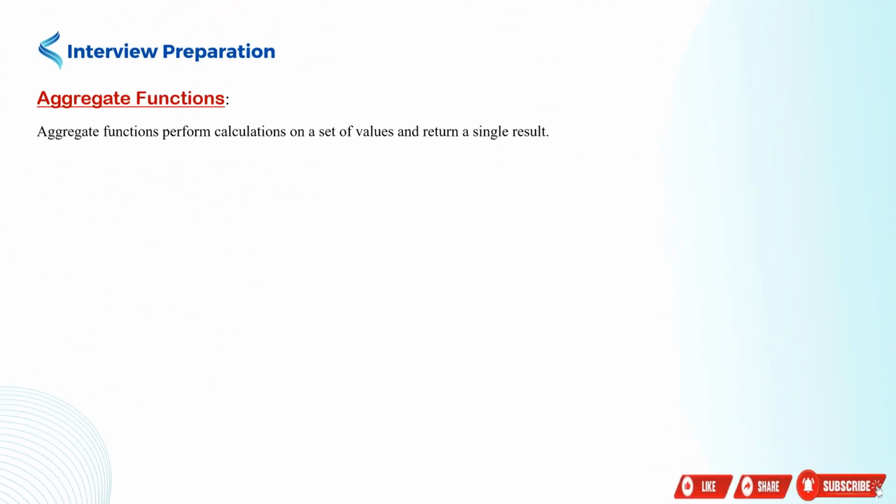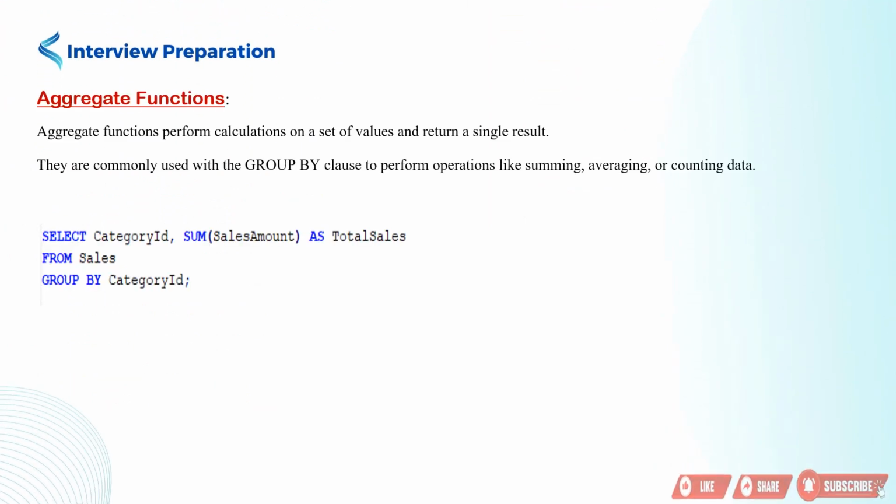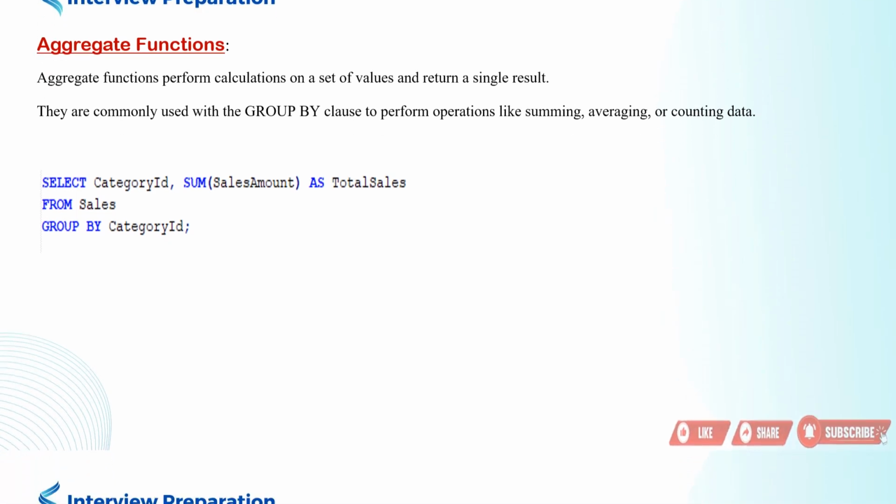Next, we have aggregate function. Aggregate functions perform calculations on a set of values and return a single result. They are commonly used with the GROUP BY clause to perform operations like summing, averaging, or counting data. In this example, we have grouped the category ID and calculated the total sales as per category groups. So this is how an aggregate function can be used.